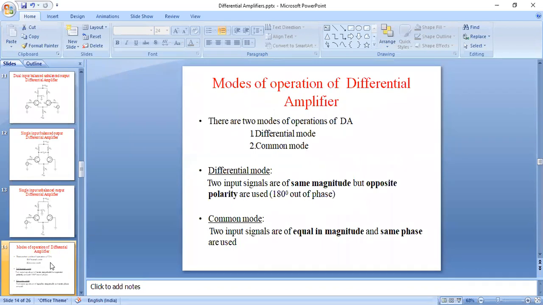Now coming to the modes of operation of differential amplifier. The basic differential amplifier, those four configurations, will be operated in two modes. One is differential mode, second one is common mode.